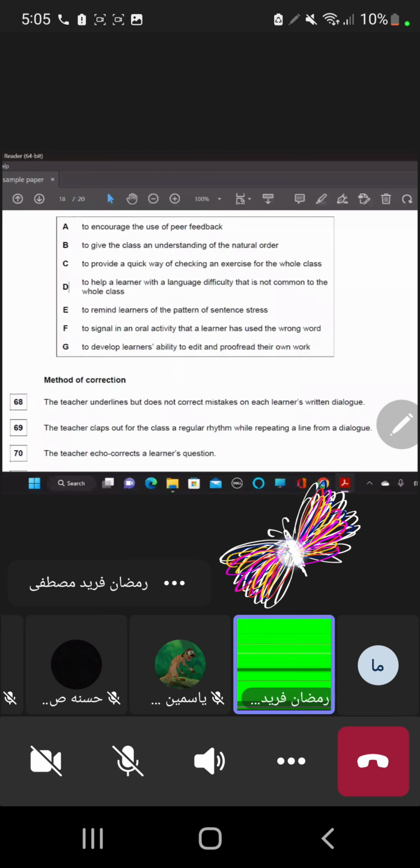Okay, this is a technique for showing the learners the pattern of sentence stress. Okay, is that clear now?